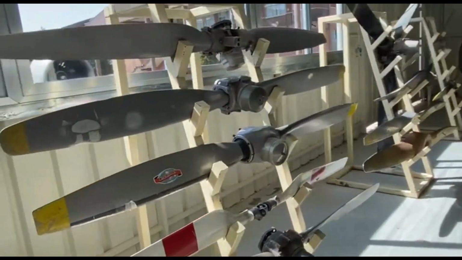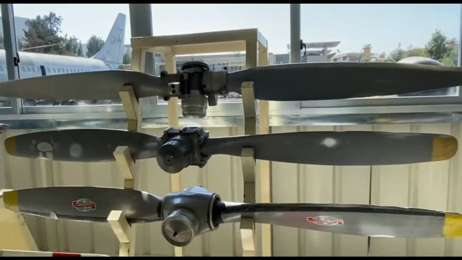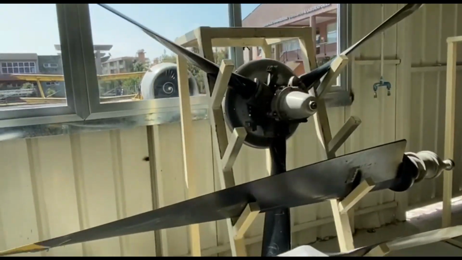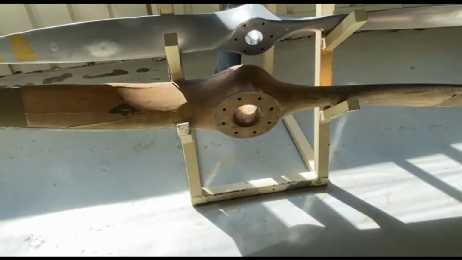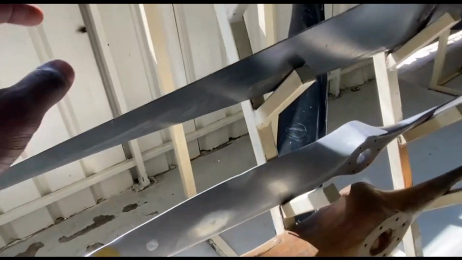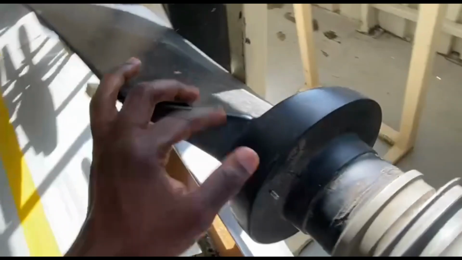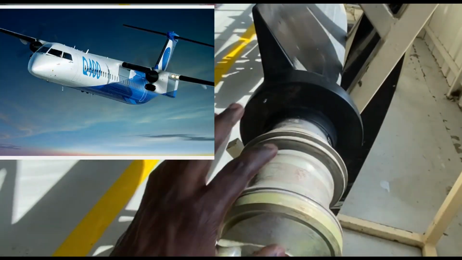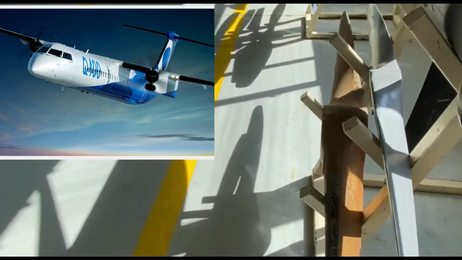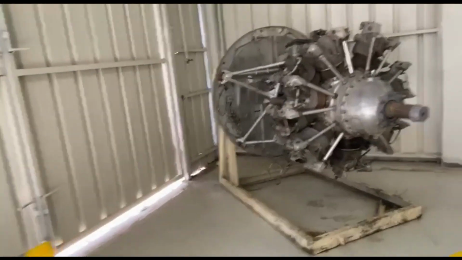Let's continue, and we have different types of propellers. There are the two blades, this is the three blade, and you have as well the wood one. This is the wood one, but this is actually the blade for the Q400, the aircraft from Canada. This is the Q400 blade. We have a lot of blades here as well.